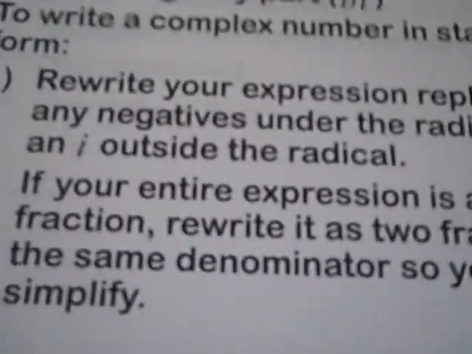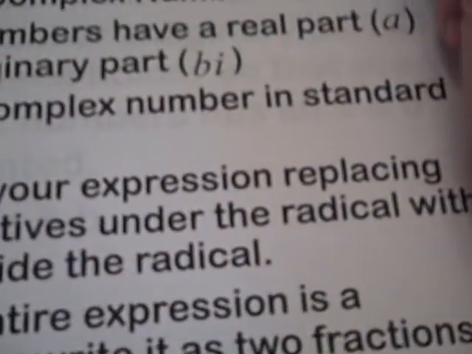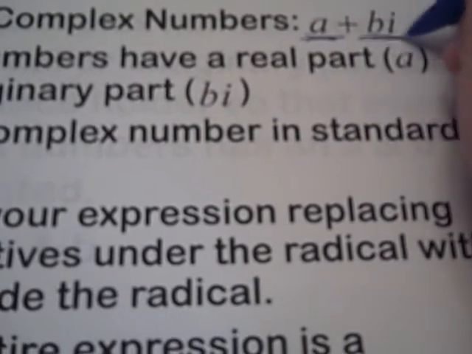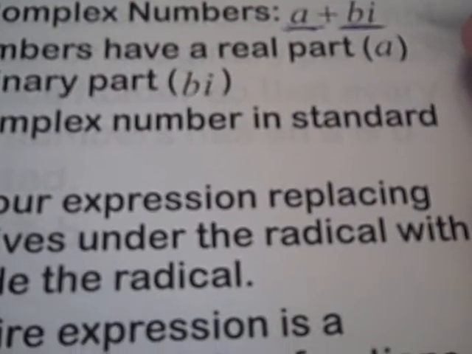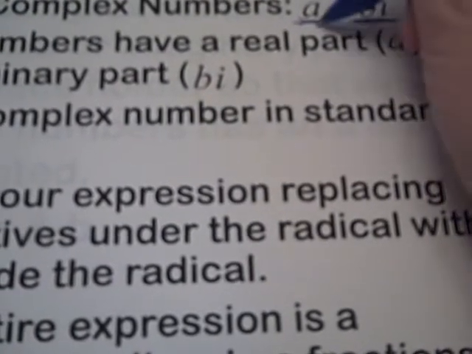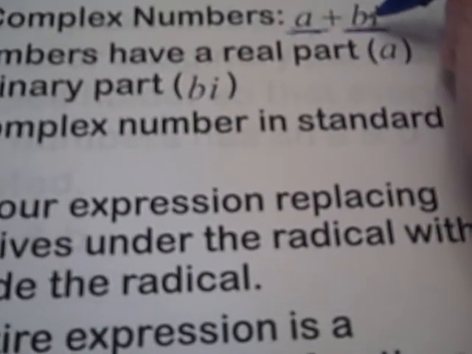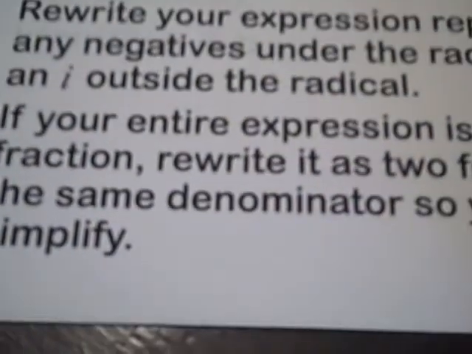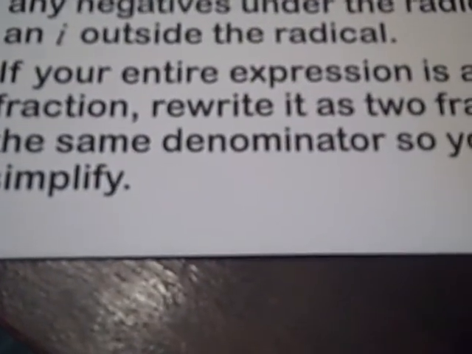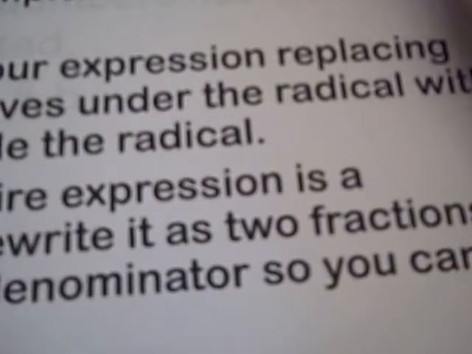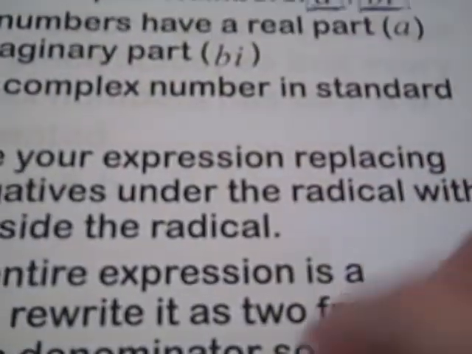Now, complex numbers, remember, they just consist of two parts. This is the real number part, a right there, and there's an imaginary part. And you just simplify them each separately, and you simply write it in this format. So it's not any harder, it's just going to have two parts to the numbers. Okay, so it gives you all the same steps. It does say here that if your entire expression is a fraction, rewrite it as two fractions with the same denominator. That way you're breaking it up into the real part and the imaginary part up there.